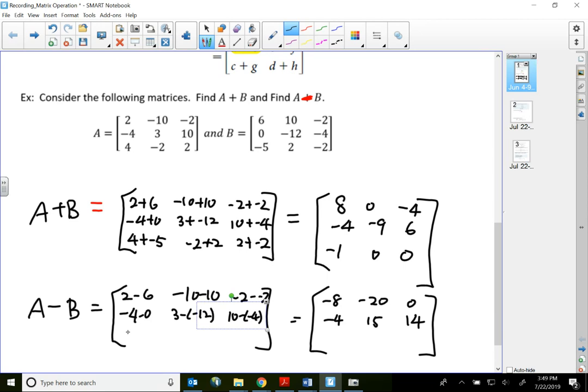All right, 4 minus negative 5. Negative 2 minus 2. 2 minus negative 2. So that should be 9, negative 4, and positive 4. Okay, that's how we add and subtract matrices.